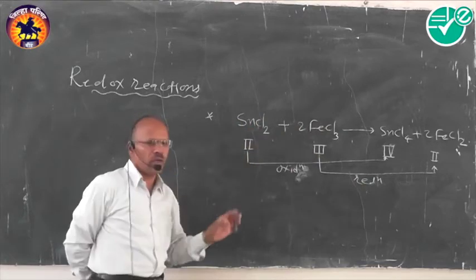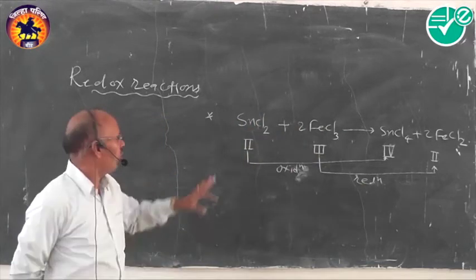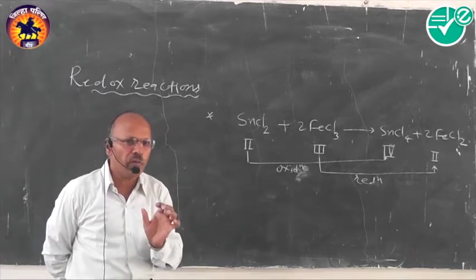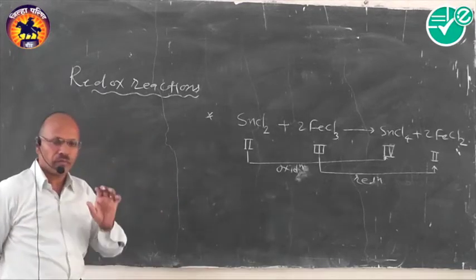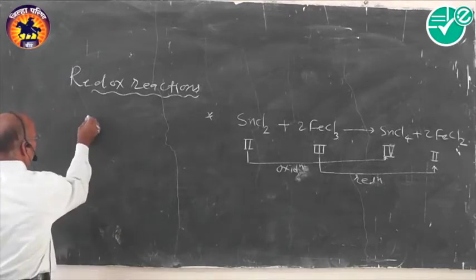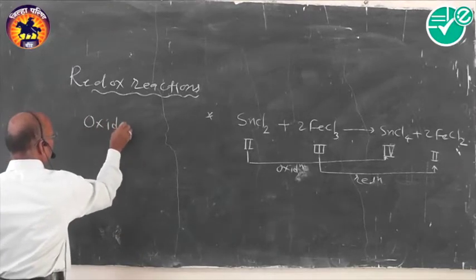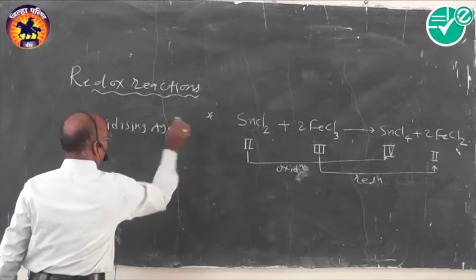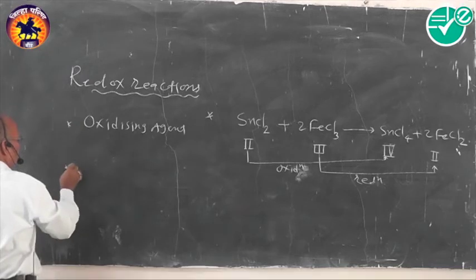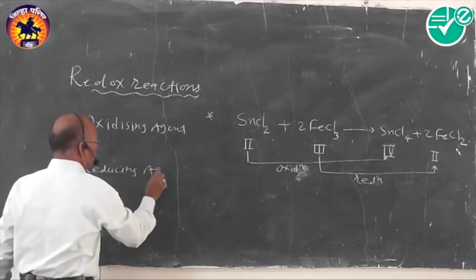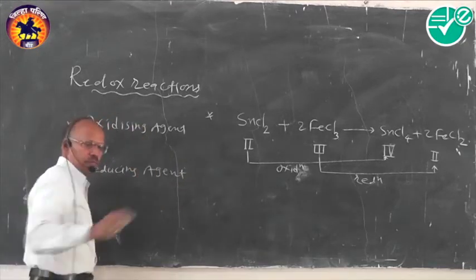Now, the main advantage of this redox reaction is knowing how to identify the oxidizing agent and how to identify the reducing agent. For the sake of simplicity, I think first we will follow these definitions. What is the meaning of oxidizing agent? Second, what is the reducing agent?